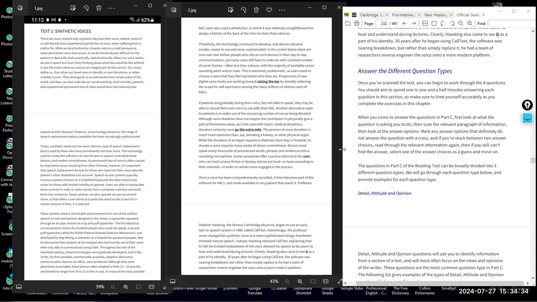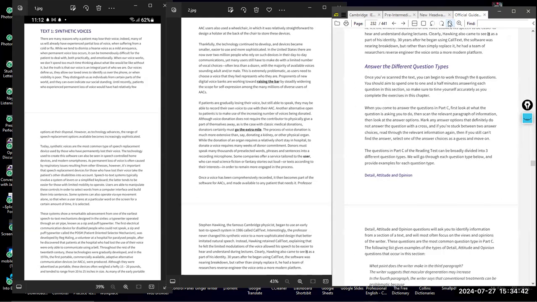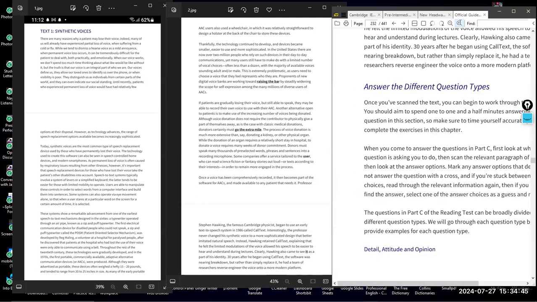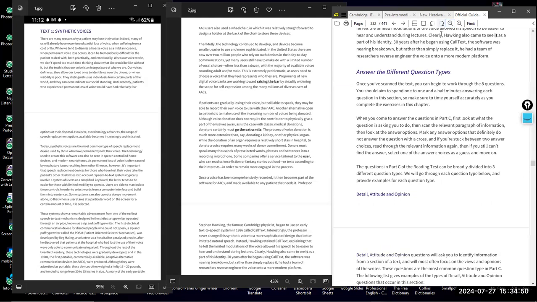Okay, so after finishing reading the passage really fast, now I'm going to show you how to answer these different kinds of questions. Let me zoom in. After reading the passage really fast, this is skimming, you can begin to work through the 8 questions. You should aim to spend 1 to 1.5 minutes answering each question in this section. So make sure to time yourself correctly as you complete the exercises in the chapter.